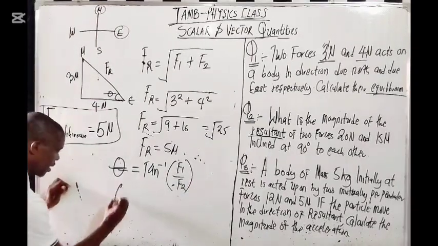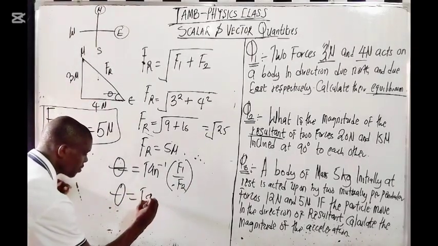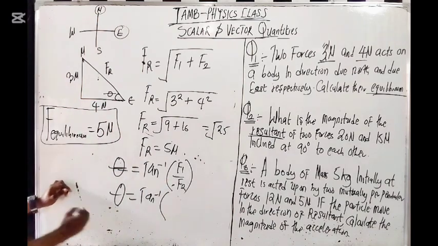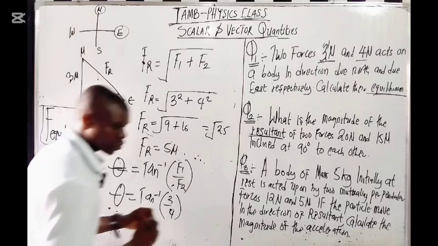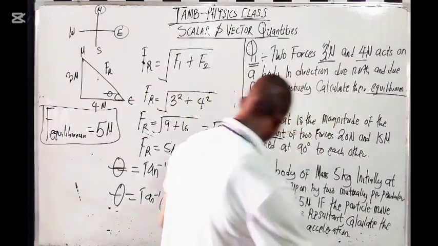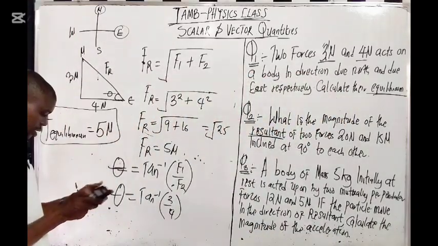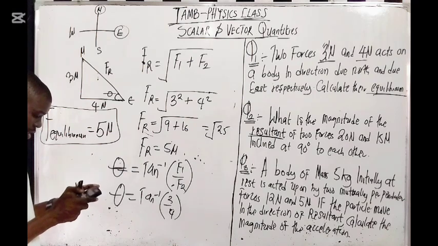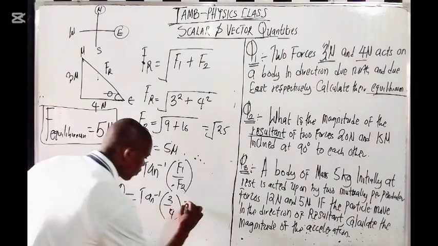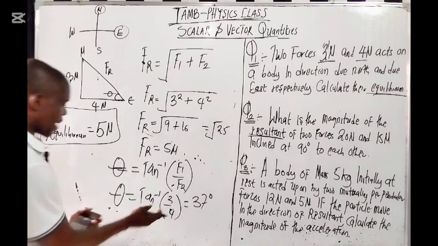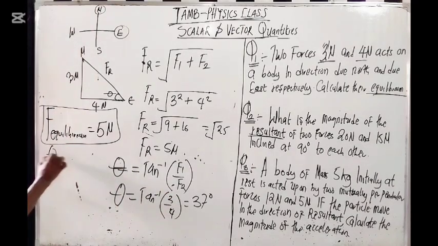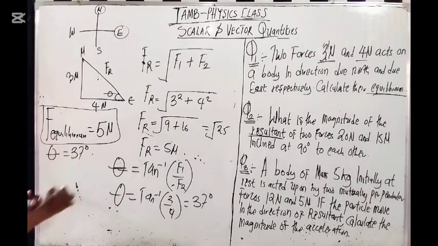So you have theta equals tan inverse of, my F1 is 3, over 4, right? So let's use our calculator to get this. On my calculator, shift tan, 3 divided by 4, you have 37 degrees. So if you check it very well, my angle is 37 degrees.